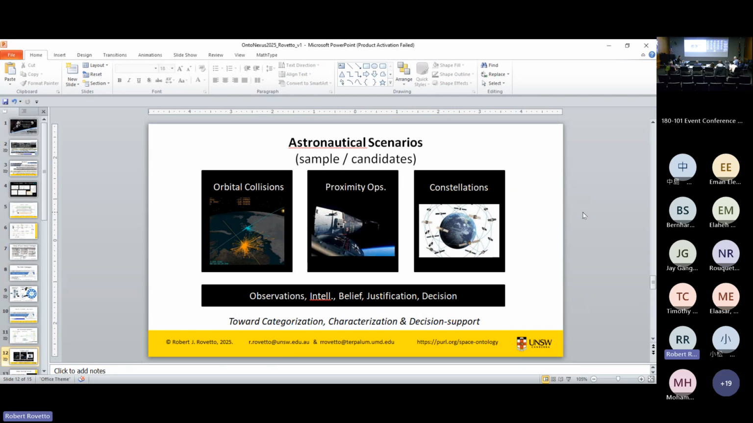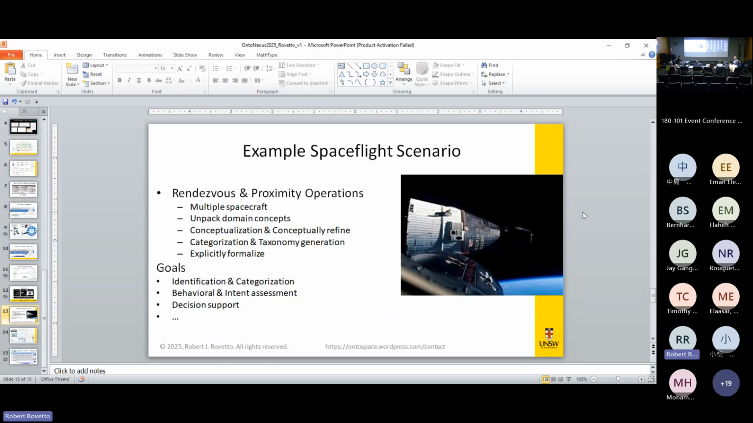So taking the second example, rendezvous and proximity operations in spaceflight, where multiple spacecraft are involved. This part of the project involves unpacking the domain concepts, conceptualizing this sort of scenario, categorizing the various types of proximity operations, and explicitly formalizing it, with the goals of identification of rendezvous and proximity operations based on spaceflight data and attempting to determine behavioral patterns and intent, toward supporting stakeholders to make decisions on how to act in these environments.